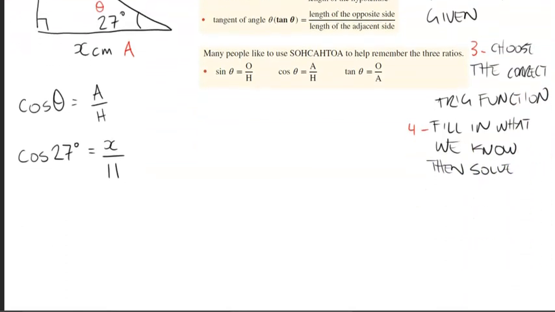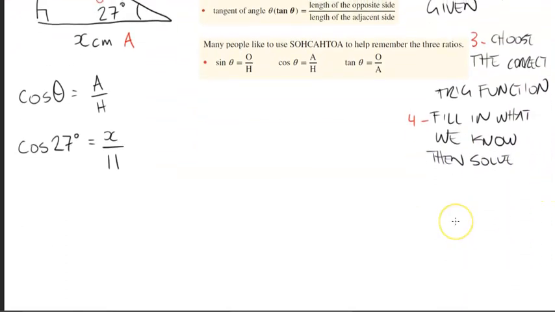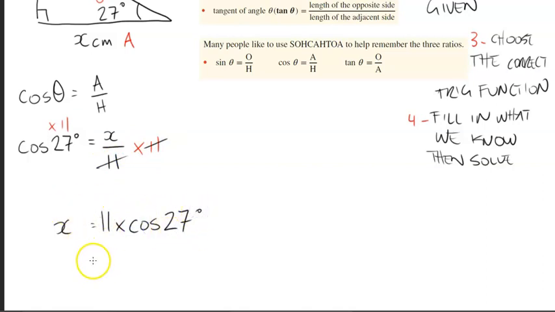So let's harness our algebra skills. We want to get rid of this 11, so we're going to multiply both sides by 11. And there's only one step to it. I'll put the x on the left hand side to make this easier. x is equal to 11 times cos 27 degrees. This is how we solve for x.